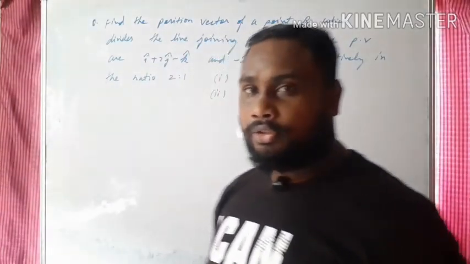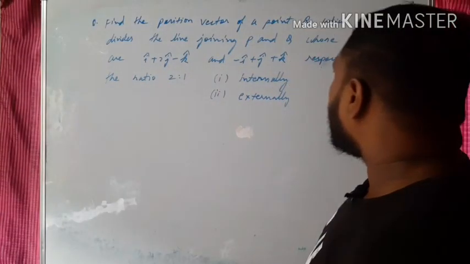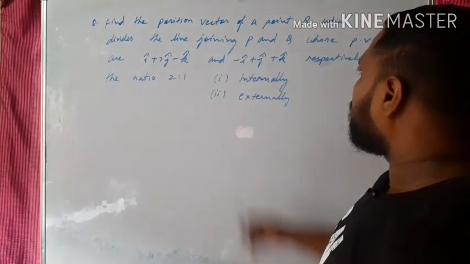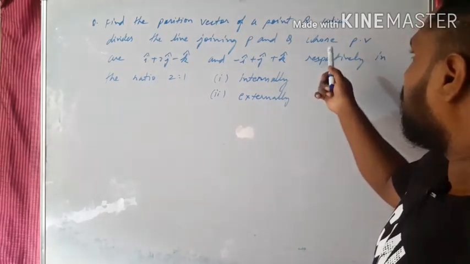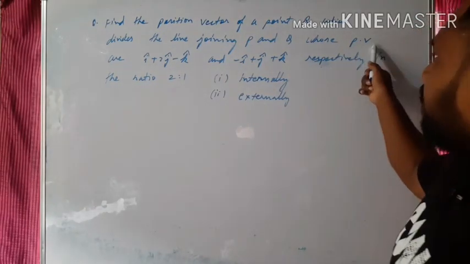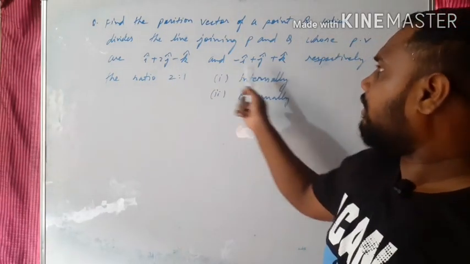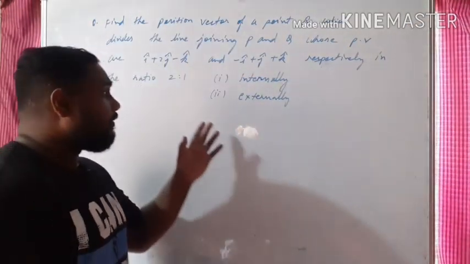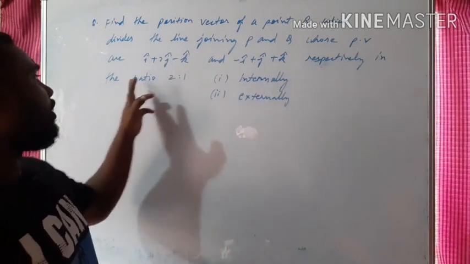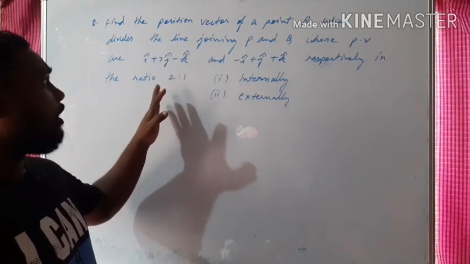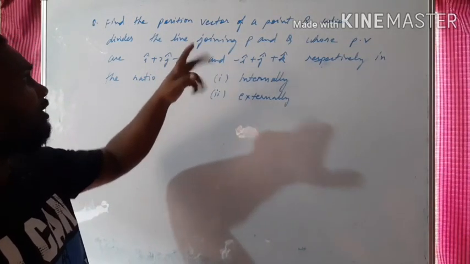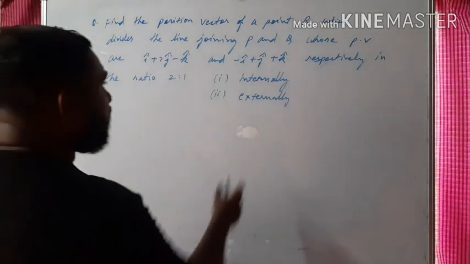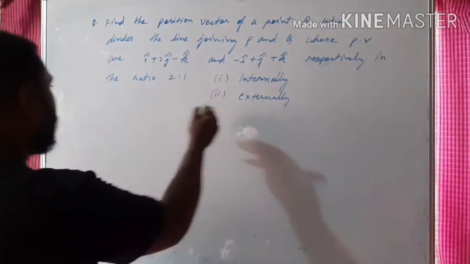Let's see the next question, that is: find the position vector of a point R which divides the line joining P and Q, whose position vectors are given, in the ratio 2:1. We'll have to find the position vector of R whenever it is dividing internally as well as externally.